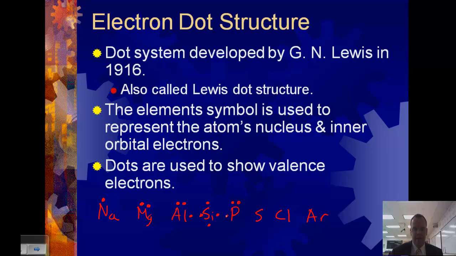Phosphorus has 5 valence electrons. So just like orbitals, if you've got the symbol, you've got 4 sides where you can put dots representing the s orbital and the 3 p orbitals. Sulfur fills up 2 on one side, 2 on another, and 1 on the other 2. Chlorine has 7 valence electrons, and argon has the octet of 8 valence electrons, no more than 2 per side, just like an orbital can only hold 2 electrons.